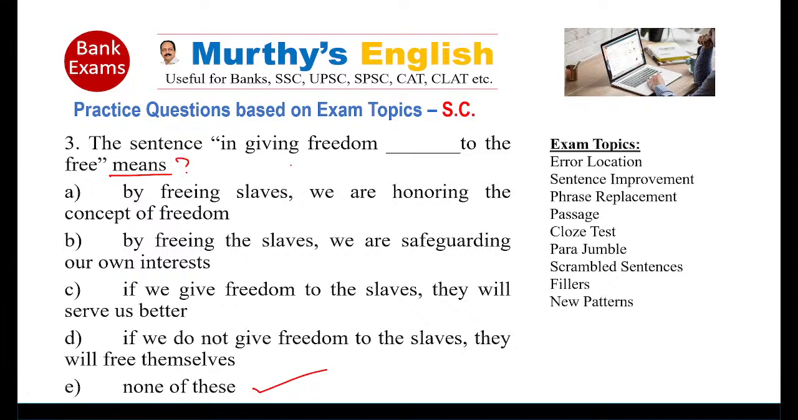And also, the sentence: in giving freedom by freeing slaves, we are honoring the concept of freedom to the free. That does not make any sense. In giving freedom by freeing the slaves, we are safeguarding our own interest to the free. That doesn't make any sense. In giving freedom, if we give freedom to the slaves, that doesn't make any sense whatsoever. In giving freedom, if we don't give freedom to the slaves, they will free themselves. That is ridiculous. As simple as that.